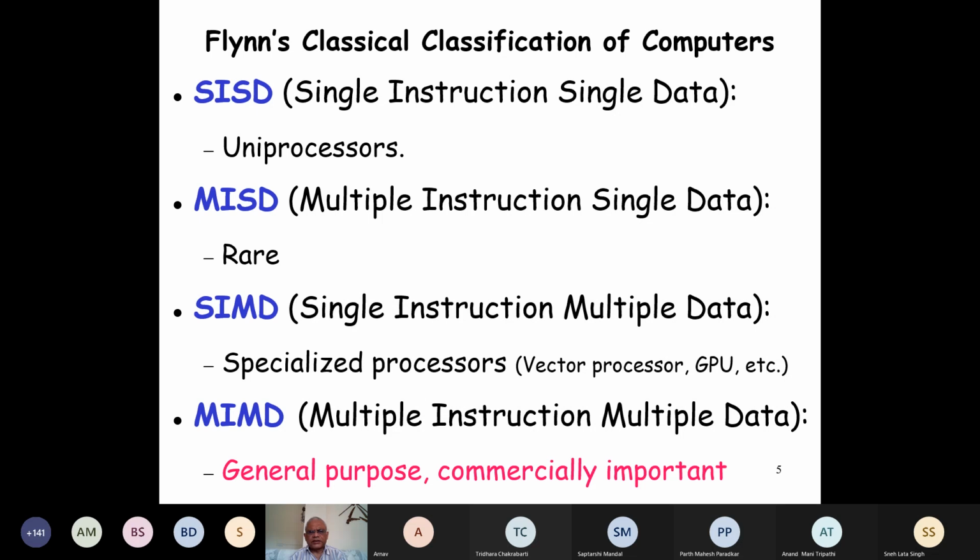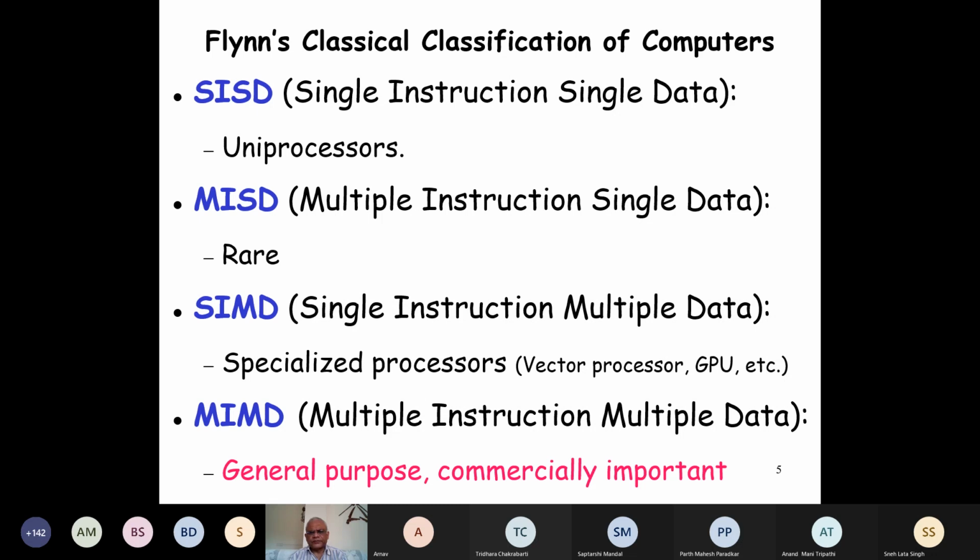I am sure those who do higher studies, or even in your daily life or in your job, will come across these terms: SIMD, SISD, and MIMD. MIMD means more than one instruction is being executed every cycle, and these instructions execute on different data. And these are the ones which we are going to discuss first. These are general purpose, present in almost every processor, and even SIMD nowadays, like vector processors, is there in every processor.